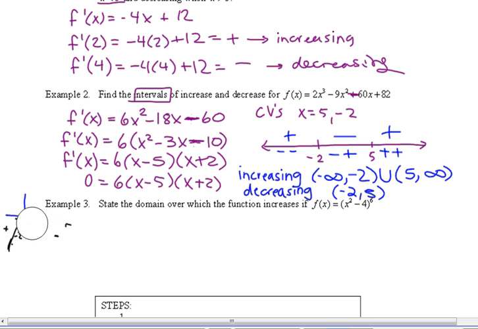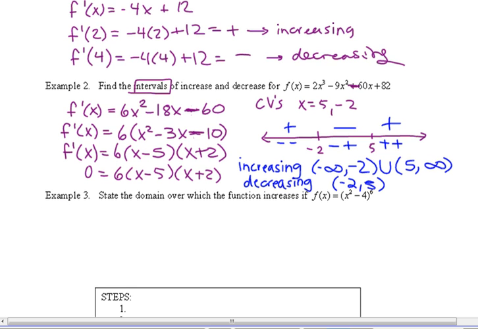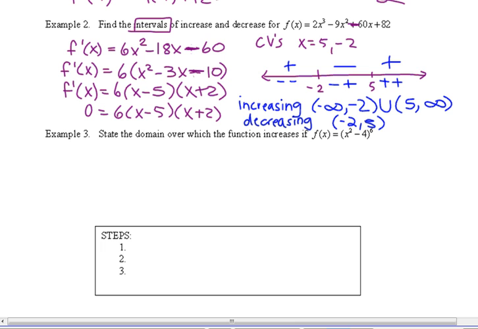Okay, state the domain over which the function is increasing. Let's go. f of x equals this. To see where they have a positive slope, we have to do what? Jonas? If we want to find out where the function is increasing, what do we have to do to our function? Find the derivative, set it equal to 0.